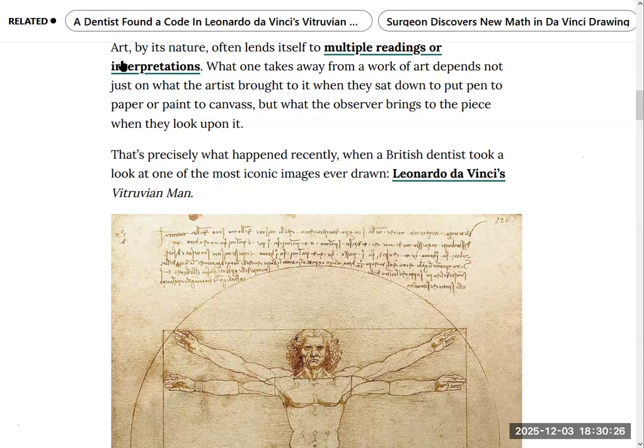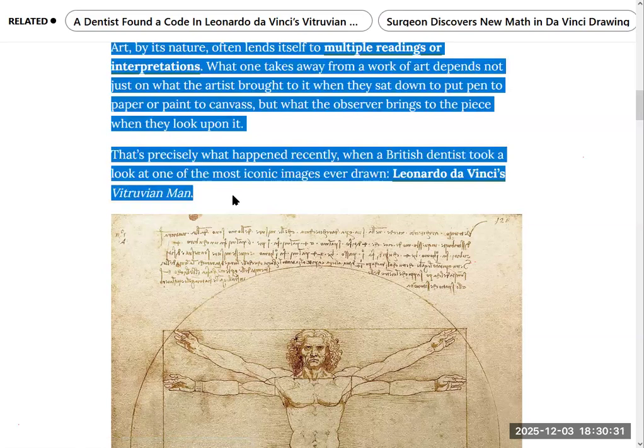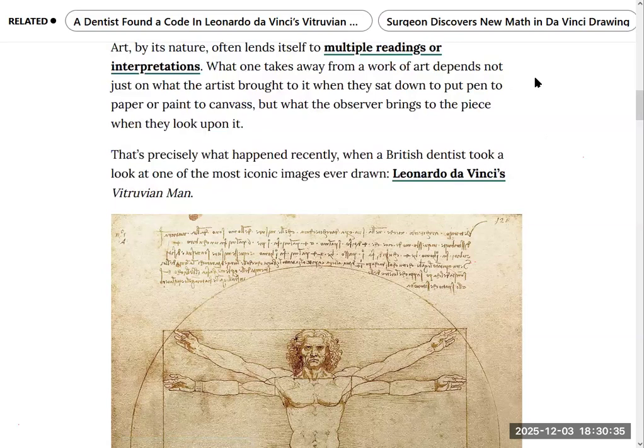Okay, so let me read the whole thing back to you and try to draw out the meaning. And I think you really have largely. So here we go. I read the whole thing back, from the top line down then. So art, by its nature, often lends itself to multiple readings or interpretations. And that little bit there is really what you've just said, I think.